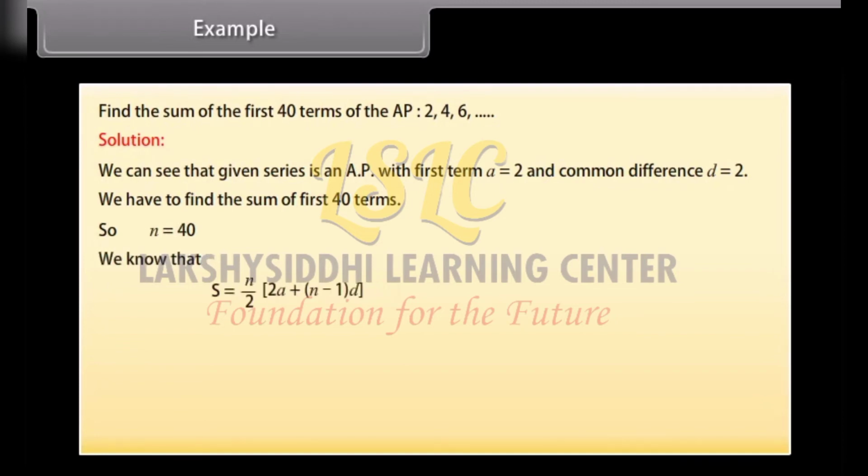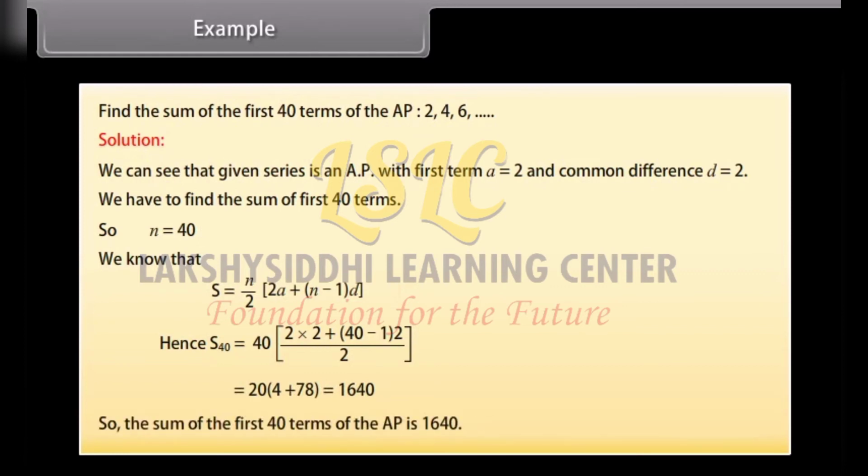We know that S is equal to n upon 2 into 2a plus n minus 1 into d. Hence, S40 is equal to 40 upon 2 into 2 into 2 plus 40 minus 1 into 2, which is equal to 1640. So the sum of the first 40 terms of the AP is 1640.